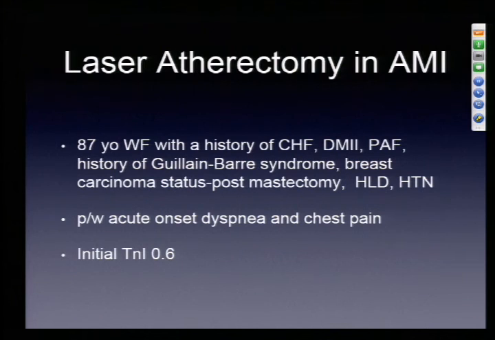So I'll show you a case. This is an 87-year-old lady. She had a history of heart failure, diabetes, atrial fibrillation, and Guillain-Barré syndrome. She had had breast cancer and was status post mastectomy, with hyperlipidemia and hypertension. She presented with acute onset of dyspnea and chest pain. Her initial troponin was mildly positive at 0.6.